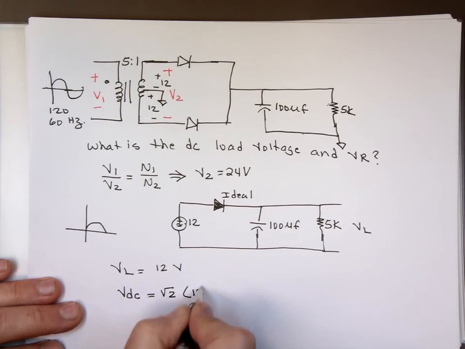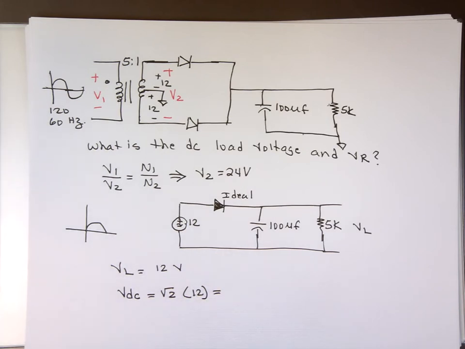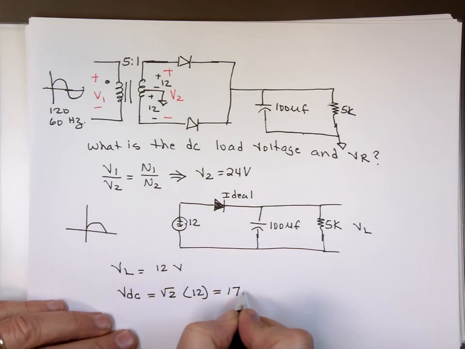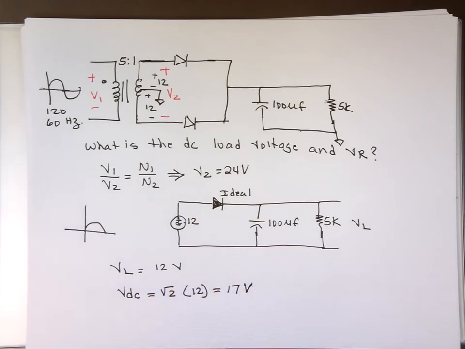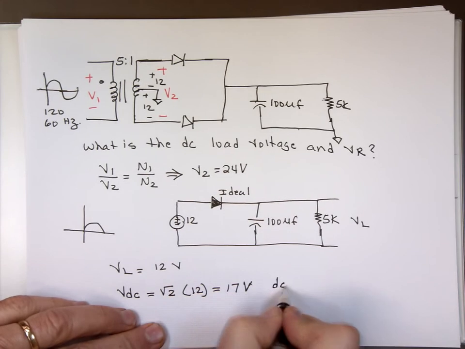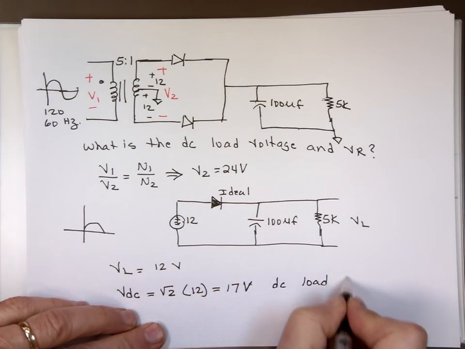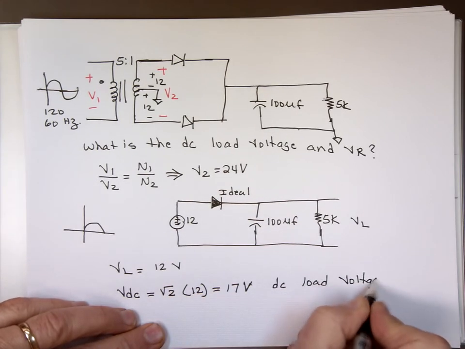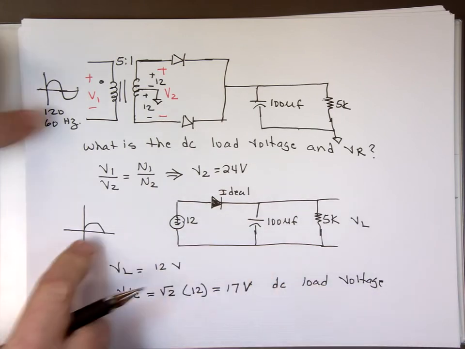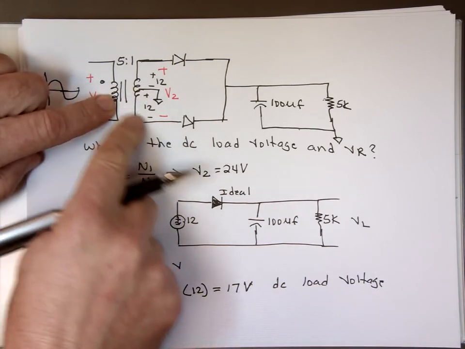There's my calculator: 12 times the square root of 2, and that's roughly 17 volts, 16.97. So that's the DC load voltage. And when we go into the negative cycle, the current is going to go this way, and it's still going to be 17 volts.